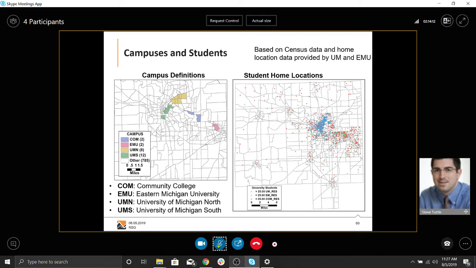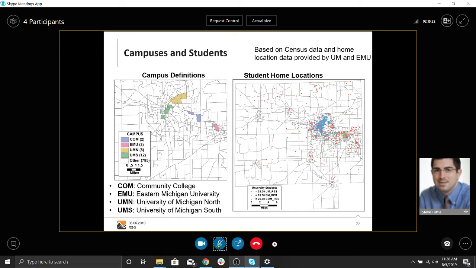Okay, so this slide shows the campus definitions and the student home locations. So we have the University of Michigan, and we split that into two sub-campuses. I know in reality there's a North, Central, and South campus, but to keep things simple, we split it into just a North and South piece. The thinking is that a lot of travel may stay within either the North piece or the South piece, but if you're traveling between the North and South, the modes you might use are a lot different than if you were to stay within either section. There's a few community colleges and Eastern Michigan University as well.